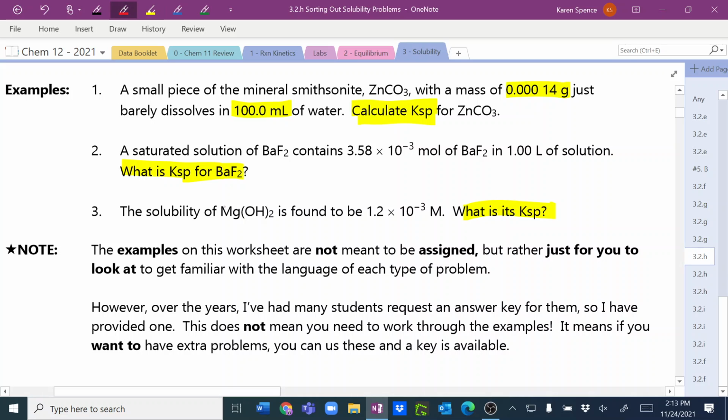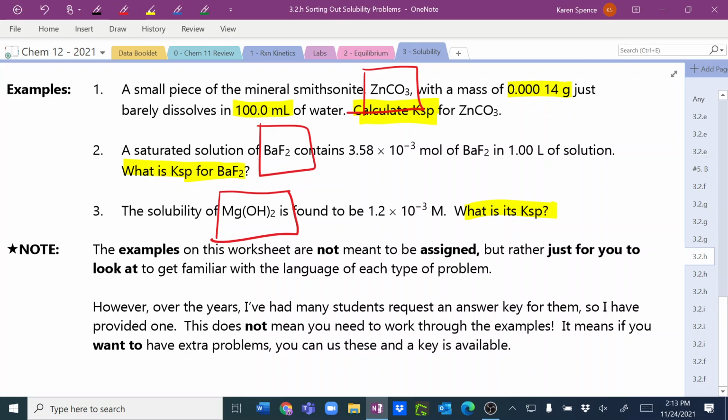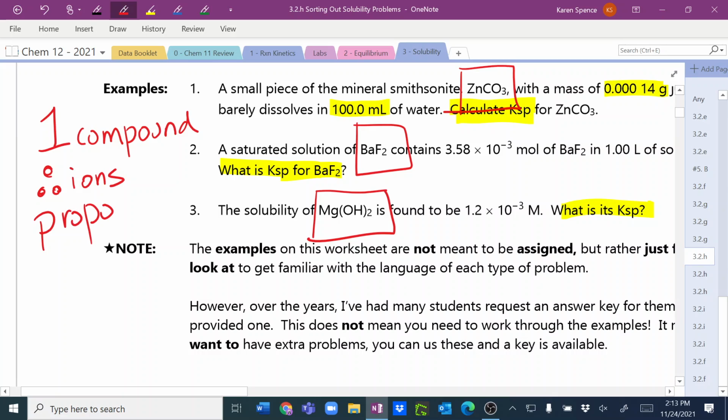Because there is only one compound, is this dump and stir or is this mix and match? Dump and stir, so your ions will be proportional to the coefficients. I think it says that at the top.